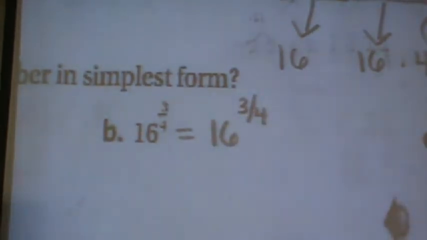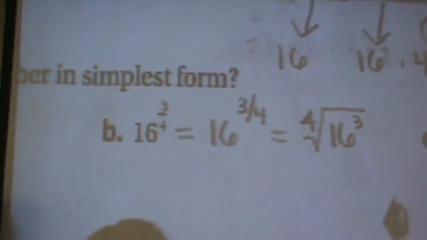How do you rewrite this? Let's use our brain first. 16 to the 3/4 power. Is it a negative exponent? No, so don't be switching everything. If it's not negative, don't move it. So do we move this, yes or no? No. How do you rewrite this?